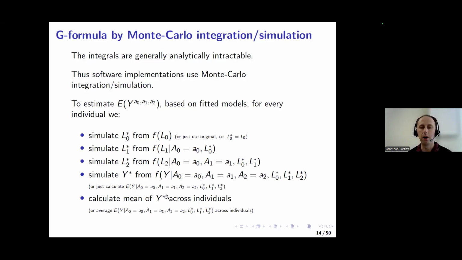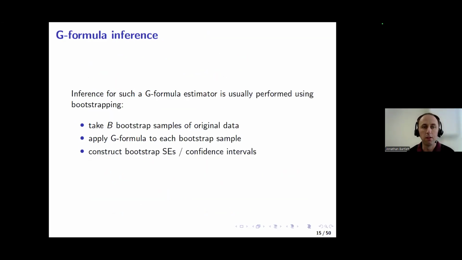Then the final step is just to empirically average those simulated outcomes across the individuals, and that is an estimate of the potential mean outcome in the population under that given treatment sequence of interest. So that's how you obtain an estimate of the mean outcome under that given sequence of treatments.